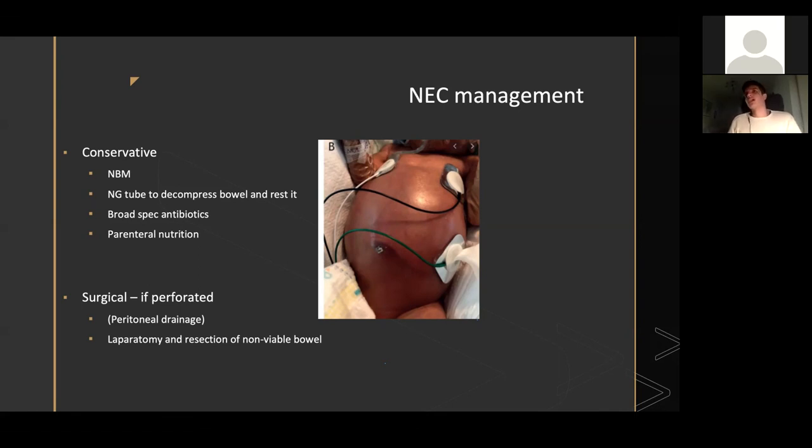Laparotomy and resection of the non-viable bowel. What do we mean by non-viable? We mean bowel that is ischemic, necrotic, septic, perforated, anything that's not going to pass stool in an effective way.